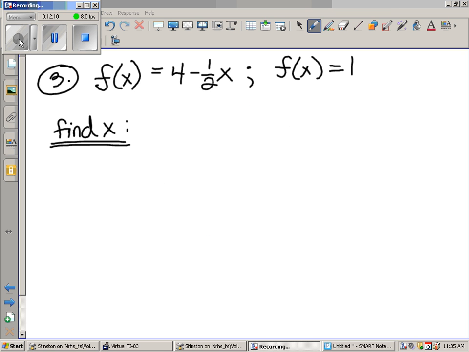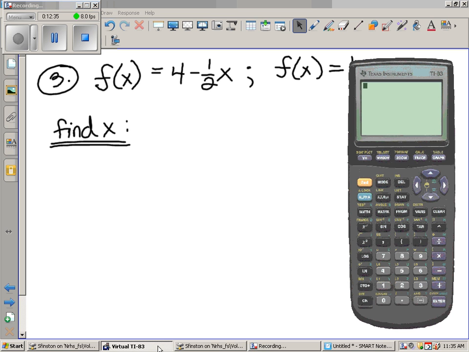Okay, question number 3. You've been given f of x, and it tells you f of x equals 4 minus 1/2 x. You're also given the fact that f of x equals 1, and it wants to know how much x is if f of x equals 1. You could plug it in. You could literally just go into your calculator, hit the y equals button, type in the original equation, 4 minus parentheses 1/2 x, and go into our table of values.